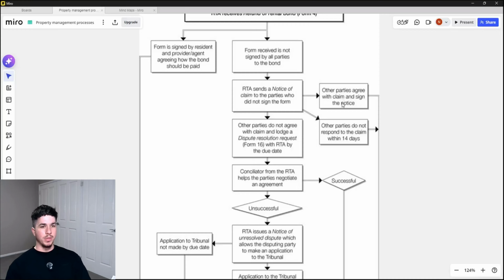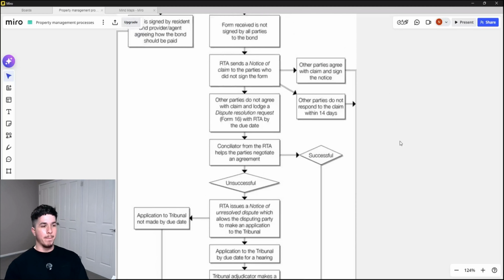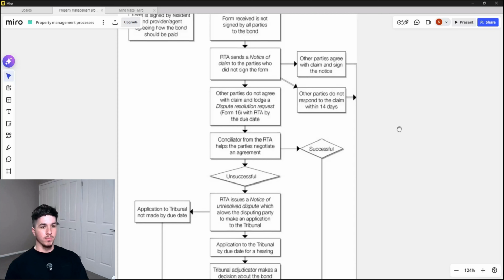We can agree with the claim and sign the notice. Let's say, for example, we say to the tenant, we can't refund the bond until you pay these arrears. Everything else is fine. The tenant pays the arrears and we're happy. This allows us, as we have fulfilled our obligations, secured all funds on behalf of the owner, we will sign that notice, and then it goes down to the bottom, the RTA pays out the full bond to the tenant because the tenant resolved the arrears.